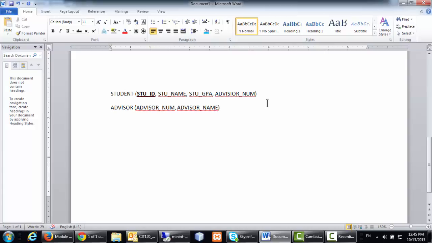And keep in mind, the relationship between advisor and student, these two entities, is one to many. So how do you map a one-to-many relationship? In other words, which key should be the foreign key? The rule is, like we talked about in chapter number 2, I believe, or chapter number 3: you take the primary key from the one side and put it on the many side as a foreign key, right?